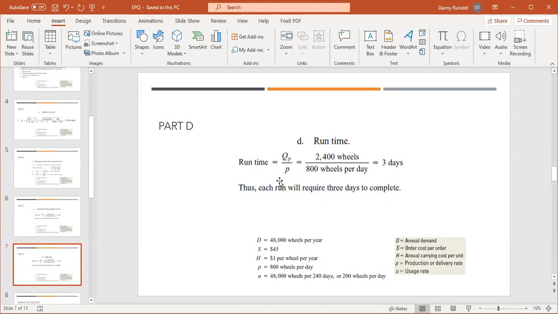Runtime. So runtime is how long it takes to actually make them, right? So you're producing 800 wheels per day. Again, this is an equation from that model, which you should have this and every other one on your cheat sheet. At any rate, you have the 2,400 wheels that you have to produce, but you're only making 800 wheels per day. So that gives you, it takes 3 days for the run time. And I'll give you a better explanation and even a visual on run time versus cycle time. Okay. Again, that's another simple one.